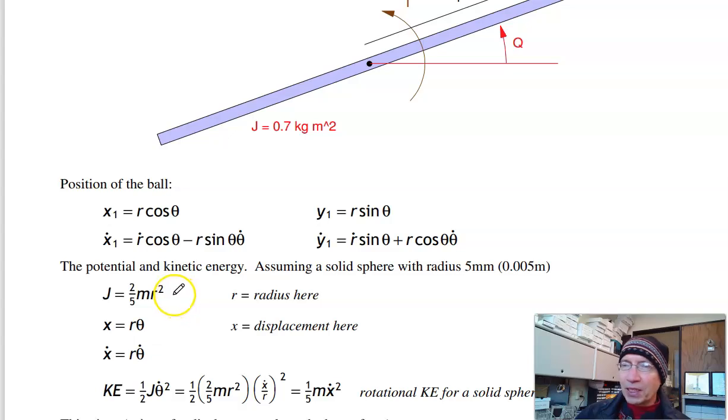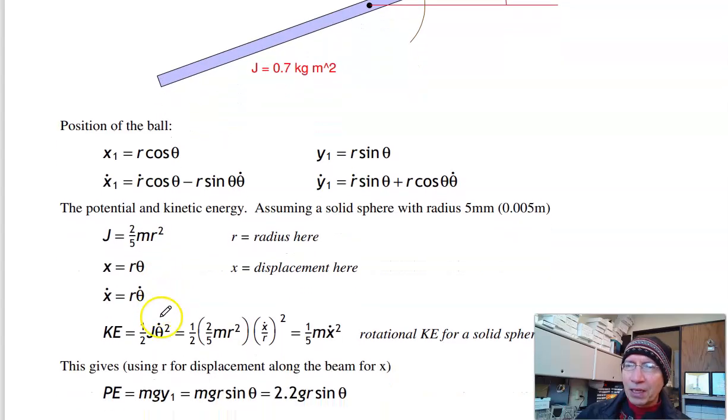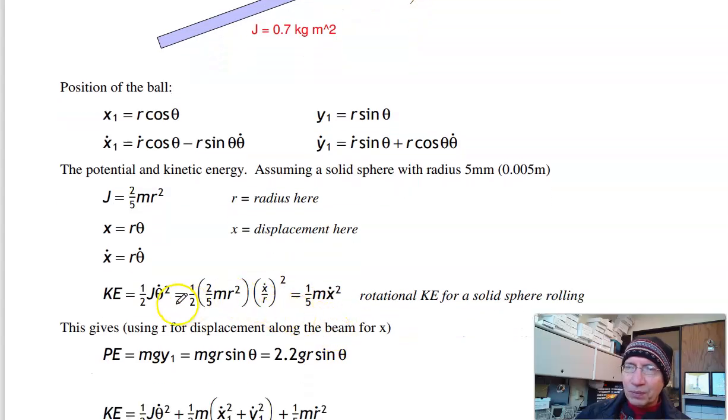Assuming a solid sphere, that's the rotational inertia of the ball. That's the rotational inertia of the beam. No, correction. That's the rotational inertia of a solid sphere. Substituting, I got the inertia of the beam. No, try again. This is the ball as it rolls. The rotational velocity is related to the radius and how fast it's moving. This is how the ball's rotational inertia affects it if it's a solid sphere.